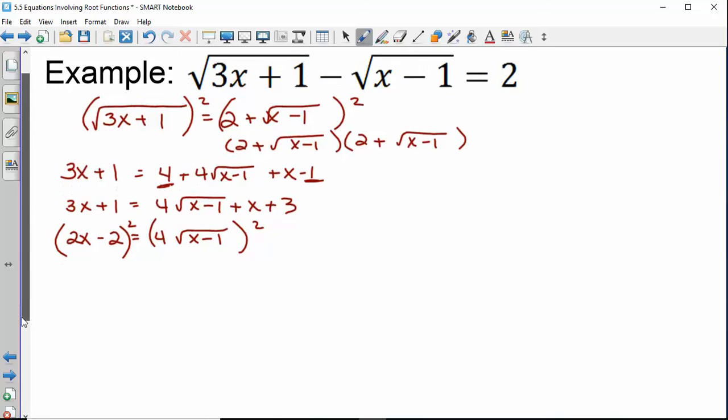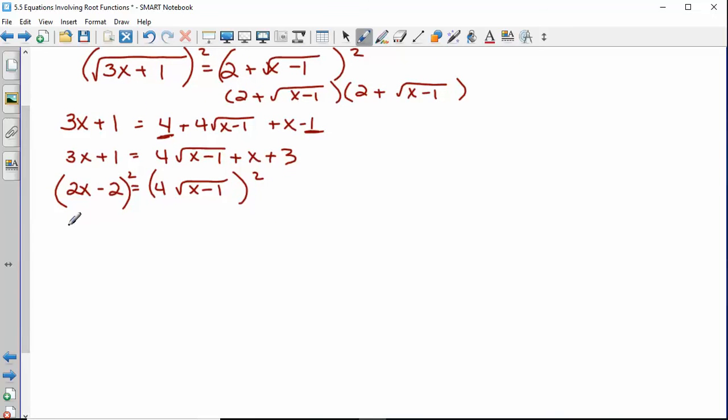You're foiling, so 2x plus 2x would be 4x squared. Minus 4x and minus 4x would be minus 8x plus 4. Over here, 4 squared would be 16. Radical x minus 1 squared is just x minus 1.